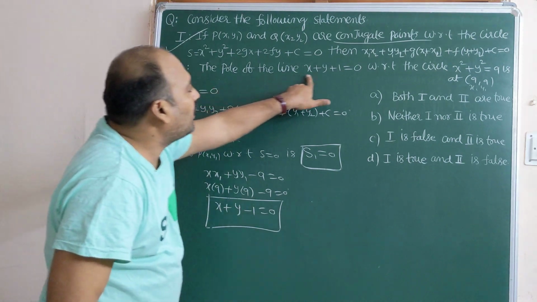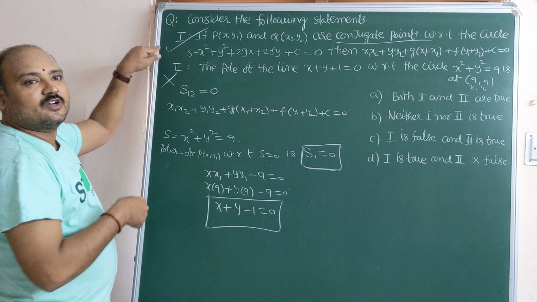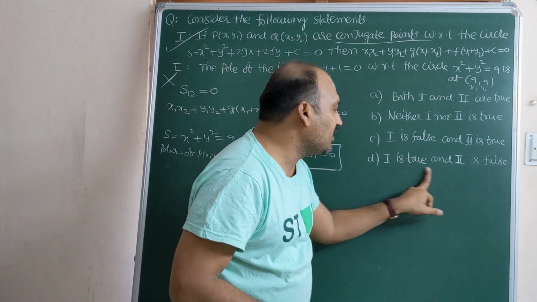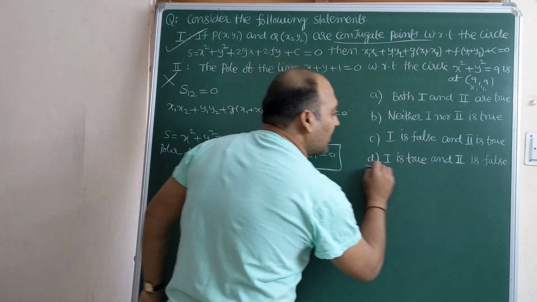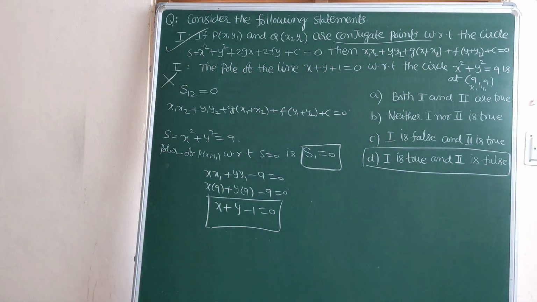But what is the given polar? x plus y plus 1 is there. So the second statement is wrong. The first statement is correct. So the first one is true and the second one is false. It is there in the fourth option, dear students. We will move on to the next question.